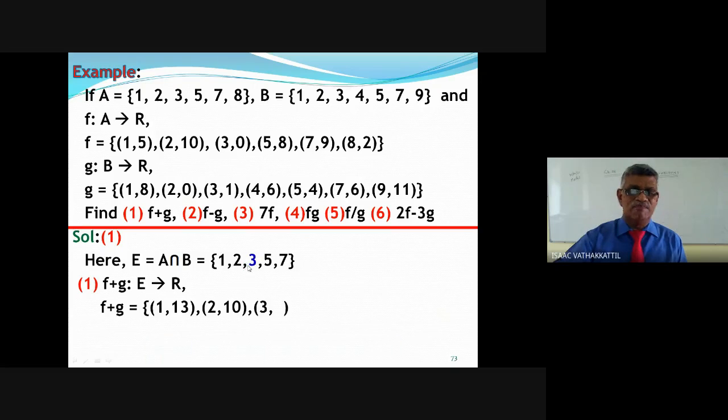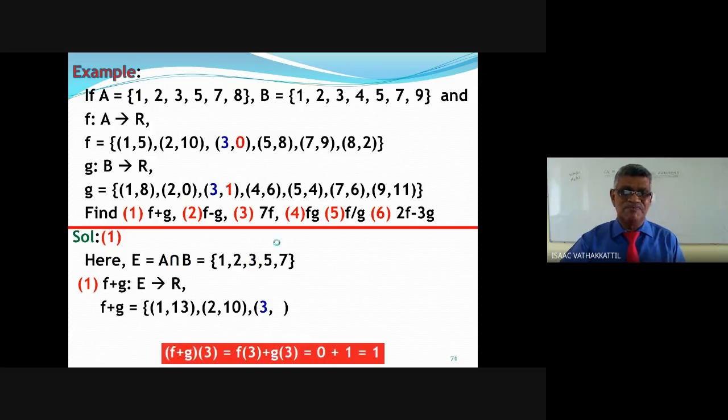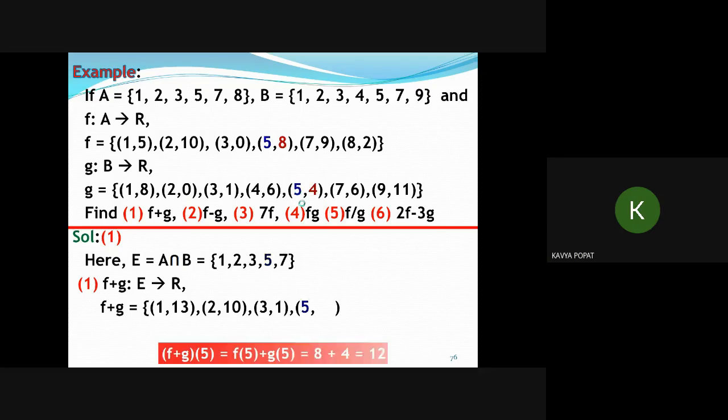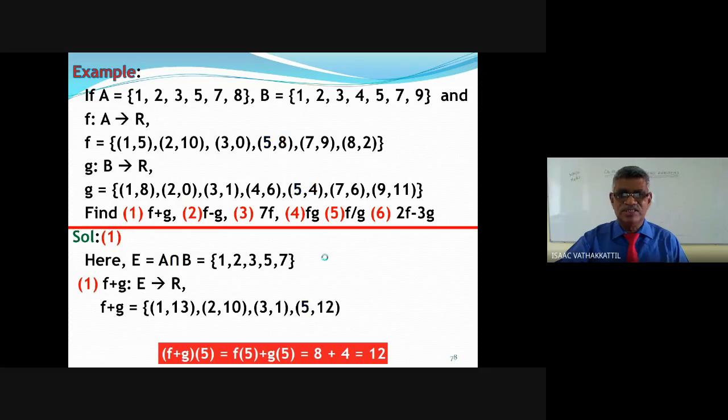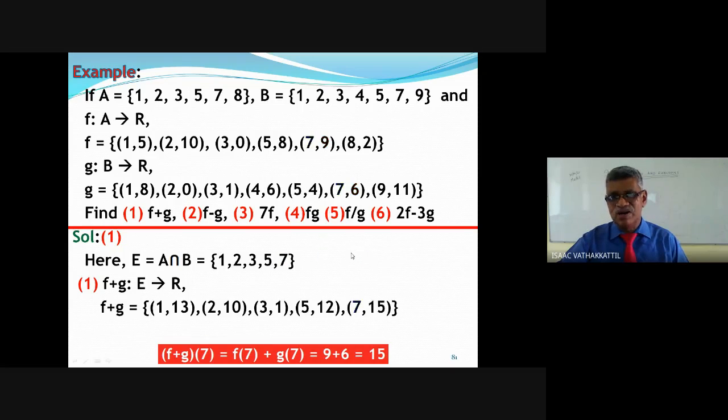What is next? 3. What is f plus g of 3? F of 3 is 1, g of 3 is 0. Now you can get fast. Okay? 1. Good. What is next? 5. F plus g of 5. 12. Good. Very good. And next is 7. F of 7 plus g of 7. 15. That is how we get the sum. Once you get the grip, the math is very similar.